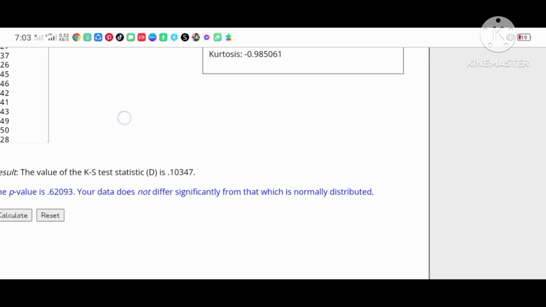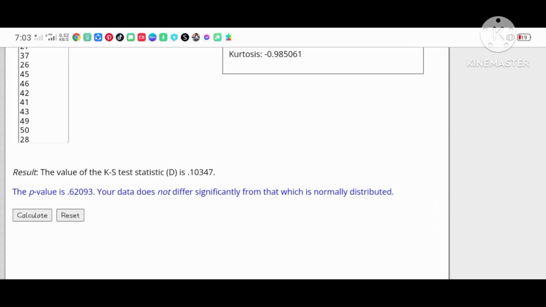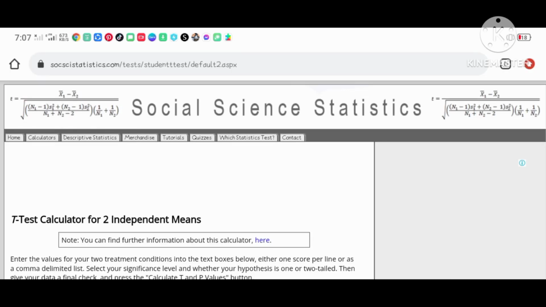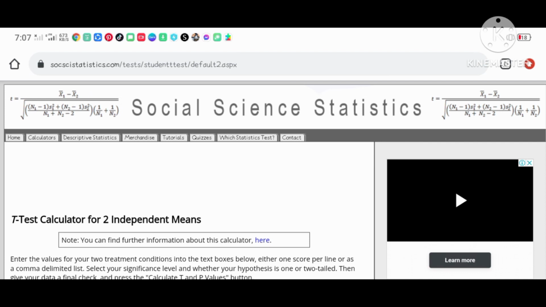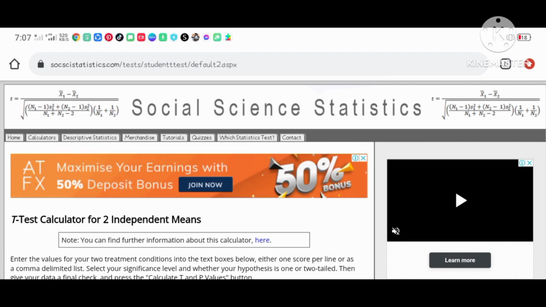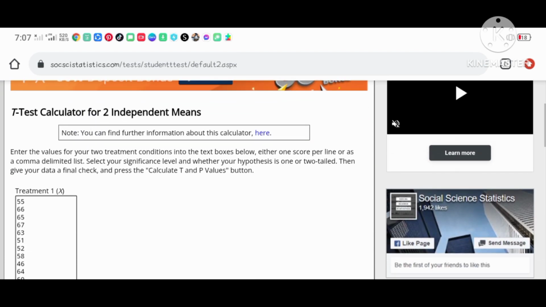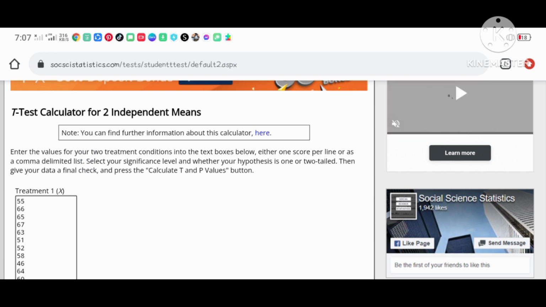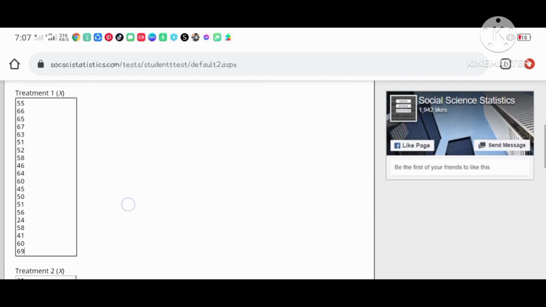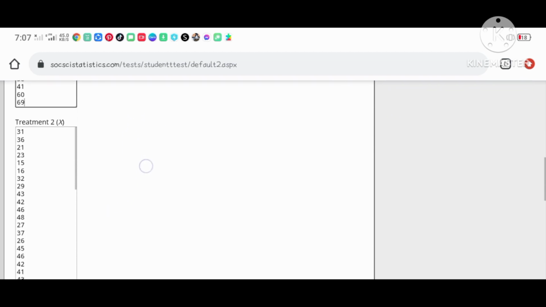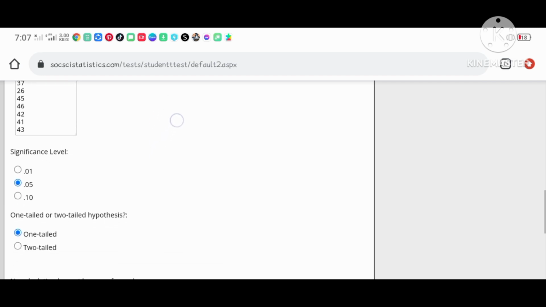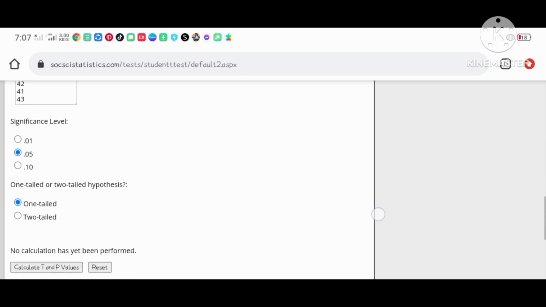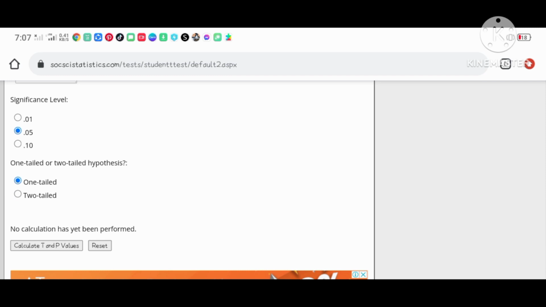The p-value is 0.62093. So we have the assumption that the datasets are normally distributed, so we can now start the t-test. As you can see, we have here Treatment 1 and Treatment 2 for Groups A and B. The significance is 0.05 and we set this to a two-tailed hypothesis.